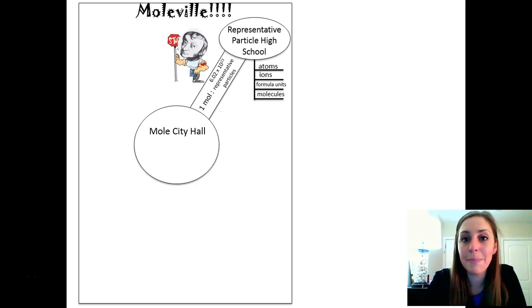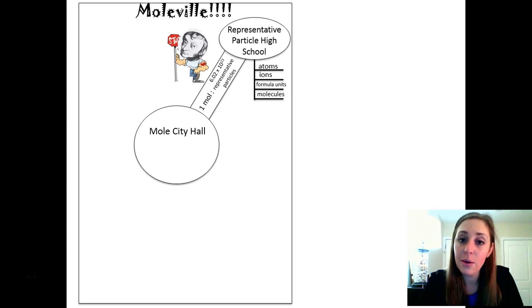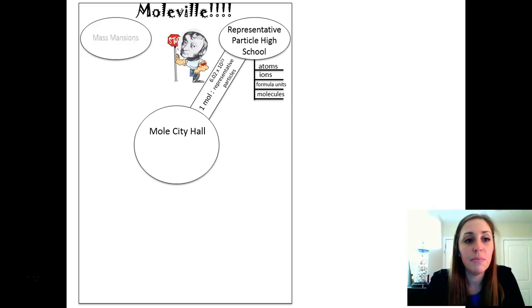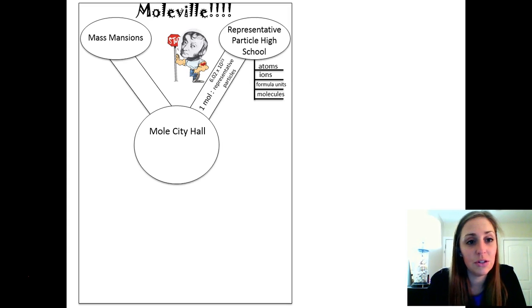All right, so grab your map of Moleville. This is what it looks like so far, and we're going to add to it. So we have one other part, and that is going to be mass mansions. So mass mansions is up in the top left. You're going to need a road to connect those two. And just like I said before, make sure you write the stuff that you need on the road in the right location. So right outside of Mole City Hall, they're going to have written on the road 1 mole.